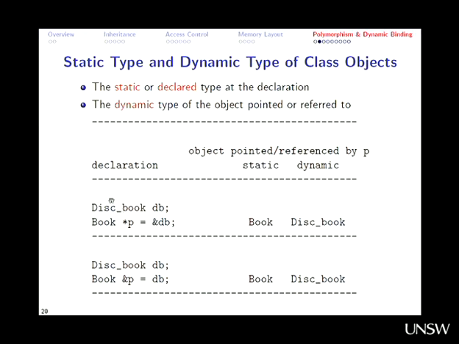So this here, let's take a look at this. We have a discounted book DB, okay? And so at compile time, we have a statically bound discounted book. We then have a pointer at static compile time to a book. So the object in the static binding thinks it's a book. It's statically bound to be a book. The same thing happens with a reference. It's statically bound to expect a book.